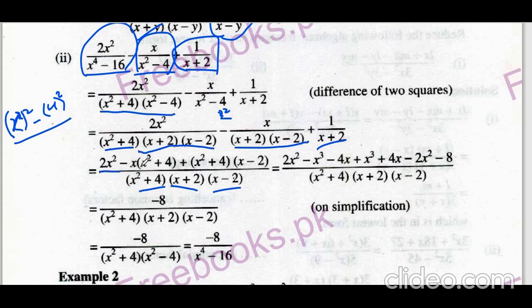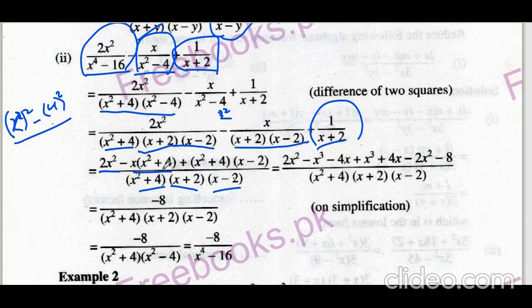Minus x. Now there are x plus 2 and x minus 2 in the denominator of this term, but x squared plus 4 is not in the denominator of this term, so we multiply x squared plus 4 with the numerator of this term, which is x, into x minus... x squared plus 4. Plus, x plus 2 is the only term in the denominator of this one, so we multiply x squared plus 4 and x minus 2 with this 1, which is x squared plus 4 and x minus 2, equals to.